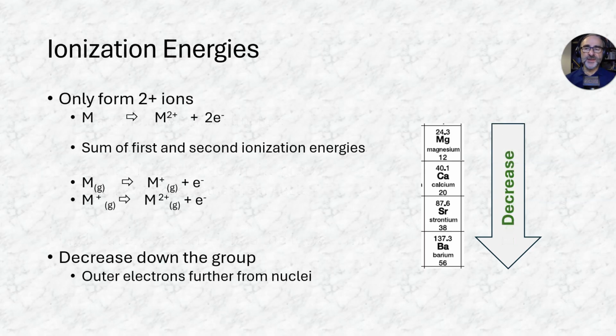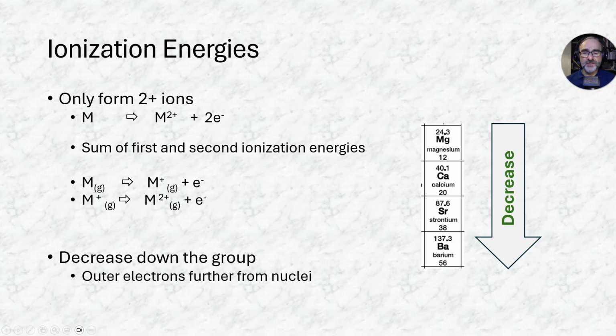Now we're going to look at the trend in ionization energies, and it's important to remember that Group 2 metals only form 2+ ions. They don't form any other ions. So when we're looking at the ionization energy, we're looking at the total of the first and second ionization energies. That's the amount of energy required to turn a mole of gaseous atoms into a mole of gaseous 1+ ions, and then adding the second ionization energy, the amount of energy it takes to turn a mole of M+ gaseous ions into M2+ gaseous ions.